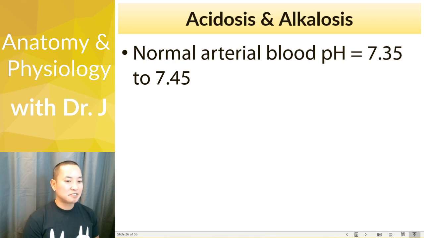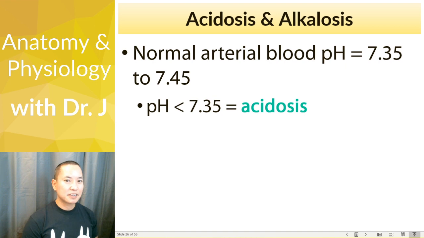So your normal arterial blood pH, again, it's not 7.4 to 7.5. It's actually very, very narrow. Remember, it's on the order of hundredths. So it's 7.4 plus or minus 0.05, not 0.5, 0.05. So what do you have? A range between 7.35 and 7.45. And this is pretty widely accepted.